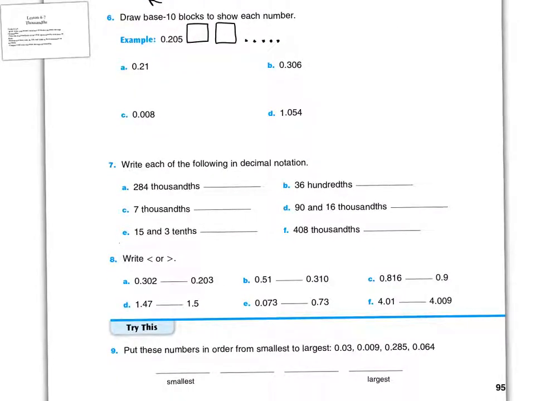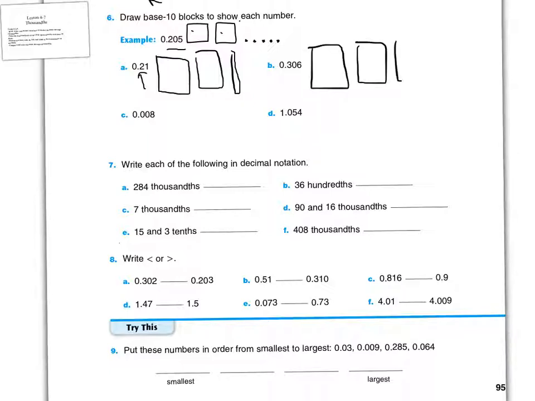Okay, I'm not going to do them all for you, but I'll scroll up here a little bit. And then it says draw base 10 blocks to show each number. Here's an example. This has 2 flats, 0 longs and 5 cubes. That's why you get 0.205. This one needs 2 flats, because it's telling you to, and it needs 1 long. The next one, B, it tells you to make 3 of the flats, no longs, and then 1, 2, 3, 4, 5, 6 of the cubes.